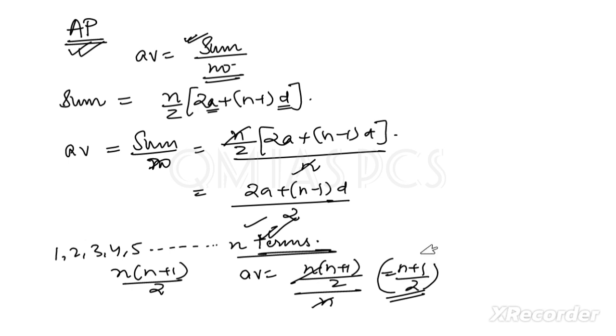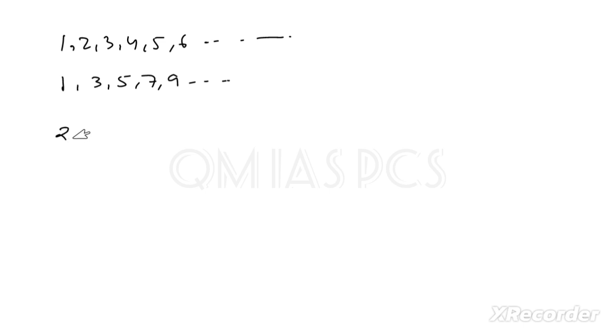From this concept, it is again asked about odd terms or even terms. Let's see. What I am saying is like 1, 2, 3, 4, 5, 6, these are the terms. Now we can separate out the odd terms like 1, 3, 5, 7, 9, and even terms like 2, 4, 6, 8, 10. So can you see what is the formula of the sum of odd terms and the sum of even terms? What is the formula?